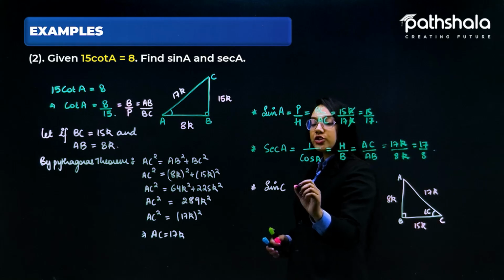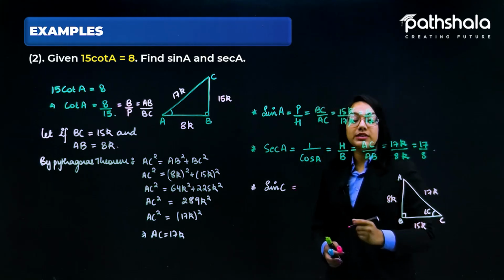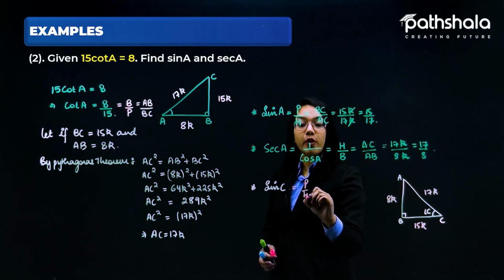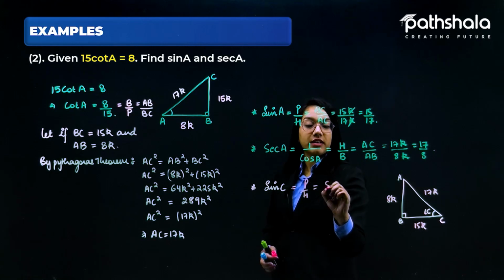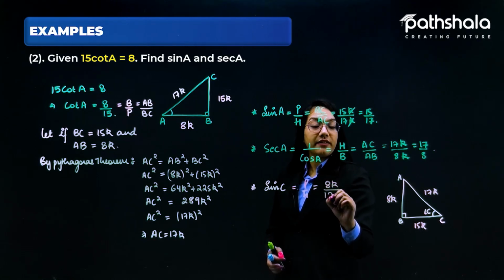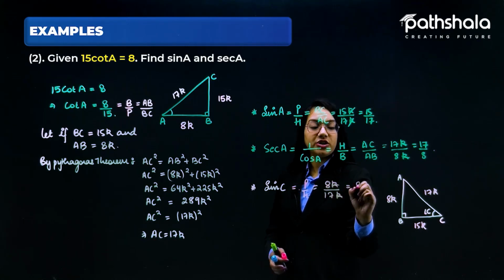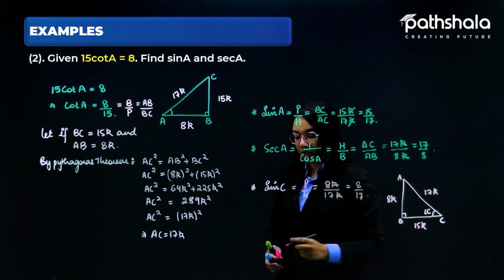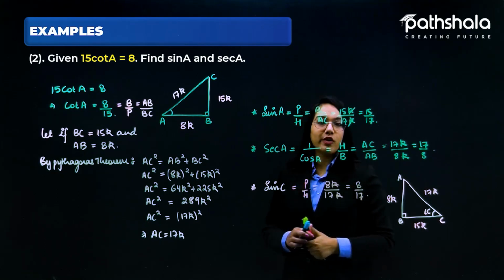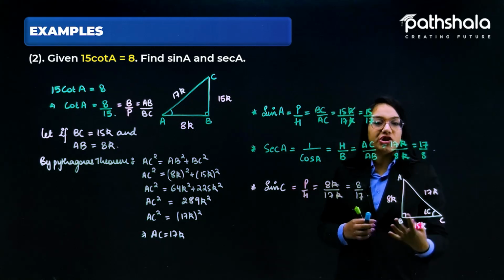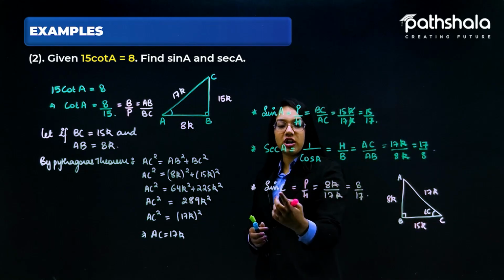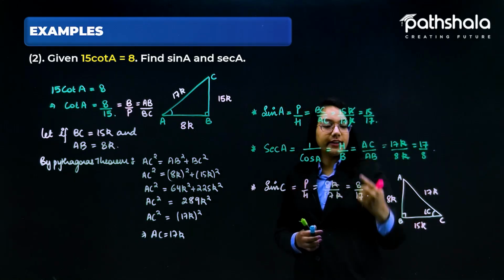Now if I want to find sine of C, sine of C is perpendicular by hypotenuse. The perpendicular over here is 8k, the hypotenuse is 17k, k and k get cancelled, and the answer is 8 by 17. So you can see the difference all by yourself. If the angles get changed, you will get a different trigonometric ratio.